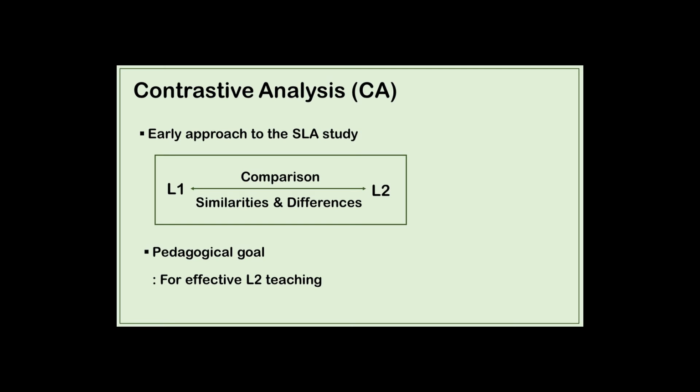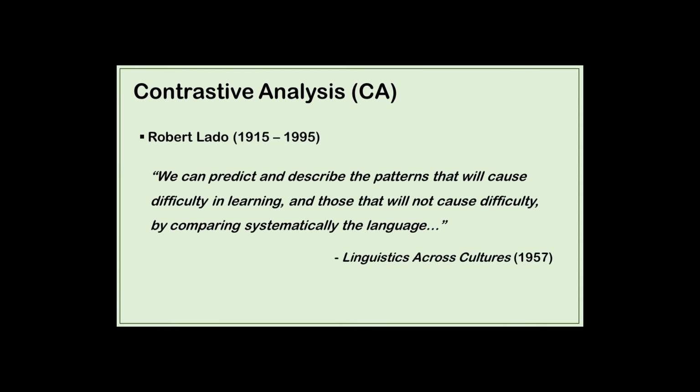problems. The reason why CA compares the structure of two languages is because the goal of CA is effective L2 teaching. Robert Lado is a pioneer scholar who presented CA. In his book, Linguistics Across Cultures, he stated that we can predict and describe the patterns that will cause difficulty in learning and those that will not cause difficulty by comparing systematically the language and culture to be learned with the native language and culture of the student.